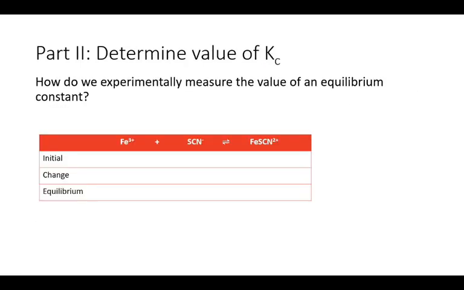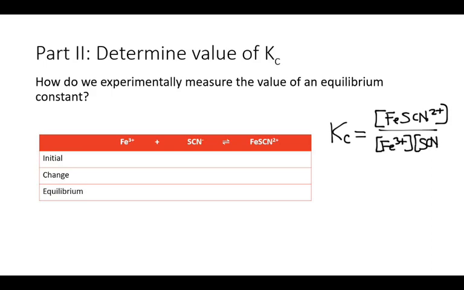In the second part of the lab, we're going to actually determine the value of Kc. Maybe you haven't really thought about this: how do we actually use experiments to figure out what the value of Kc is? The answer is that we're going to prepare equilibrium mixtures, measure their concentrations, and then calculate K. The reaction that we care about is iron 3 plus thiocyanate, SCN, becomes iron thiocyanate. We could write the Kc expression using the concentrations of the reactants and the products. And if we knew the equilibrium concentrations of those things, we could find Kc.